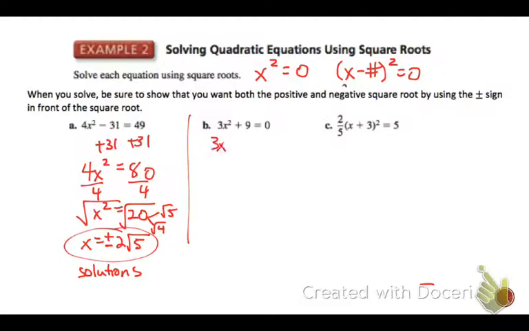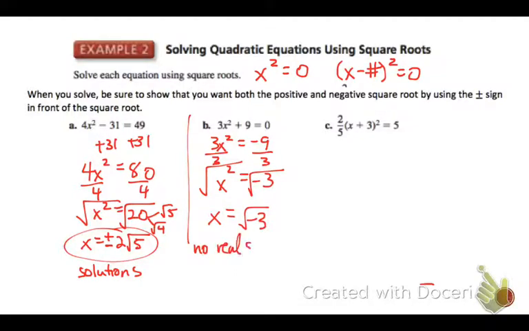Now with b, let's subtract, and then let's divide. Then we would take the square root of both sides. Now when we have a square root of negative 3, or any negative number, then we can say that there are no real solutions. We will get to complex numbers where we can simplify that and show the imaginary solution. But when you have a negative under your square root, it would be no real solutions.